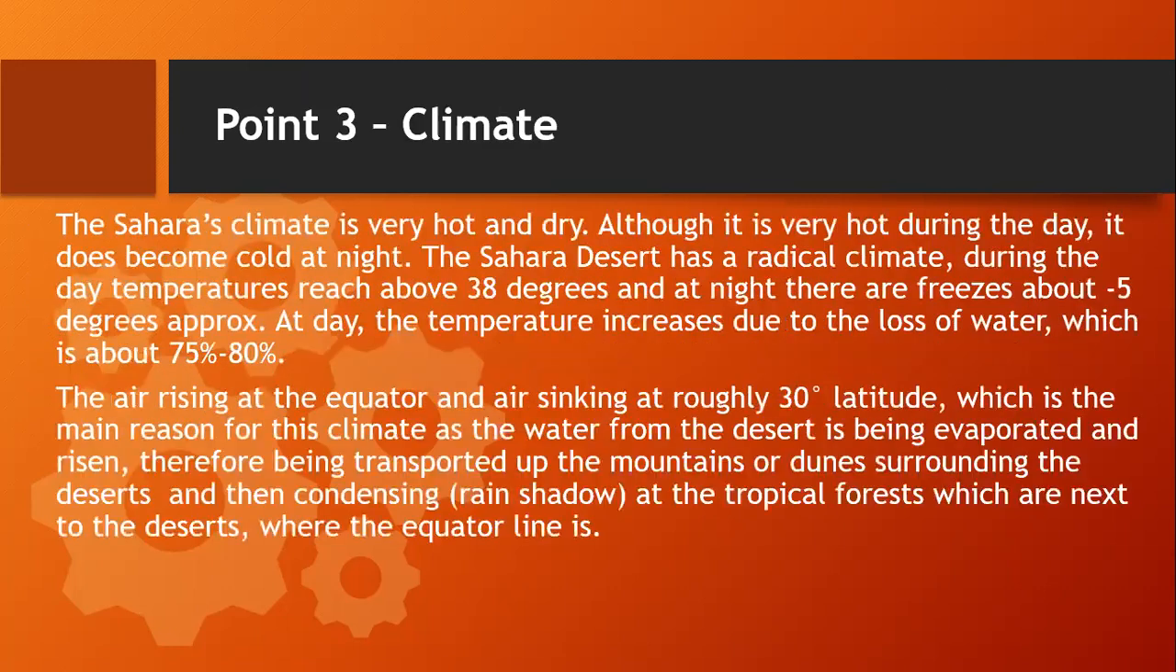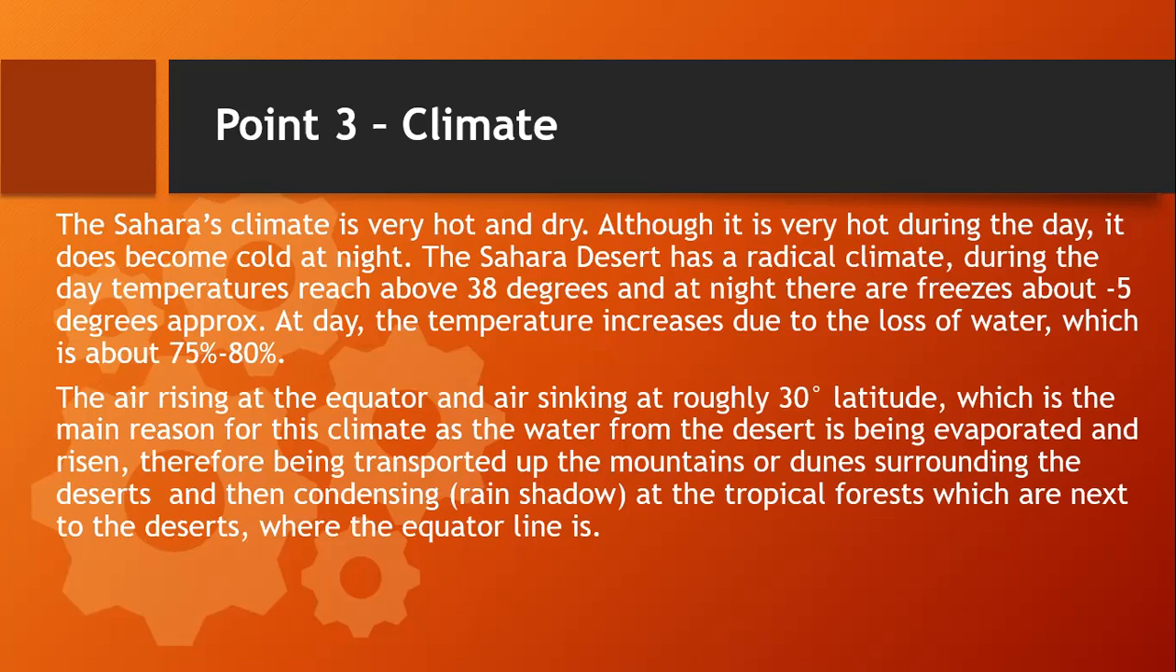Now, point three, the climate. The Sahara climate is very hot and dry. Although it is very hot during the day, it does become cold at night. The Sahara Desert has a radical climate. During the day, temperatures reach about 38 degrees, and at night, they freeze at approximately negative 5 degrees. At day, the temperature increases due to the loss of water, which is about 75% to 80%.